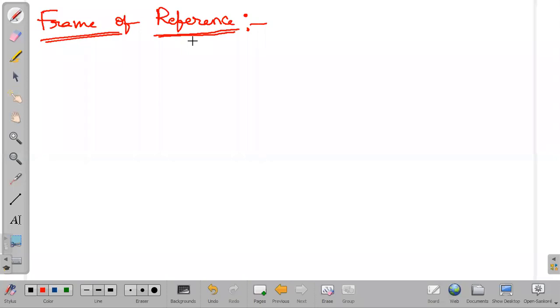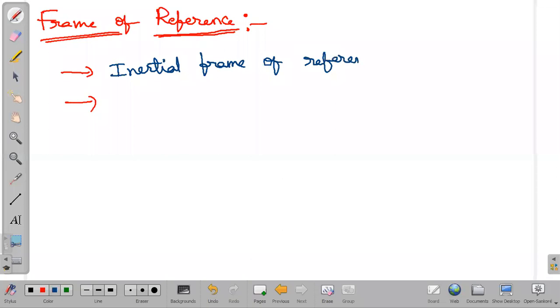Now, in this frame of reference, the observer who is observing may be at rest or may be in motion. Based on that, we have two types of frames of reference. One is the inertial frame of reference. The next one is the non-inertial frame of reference.